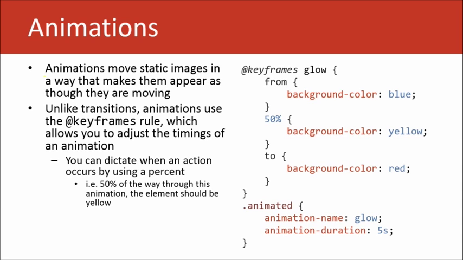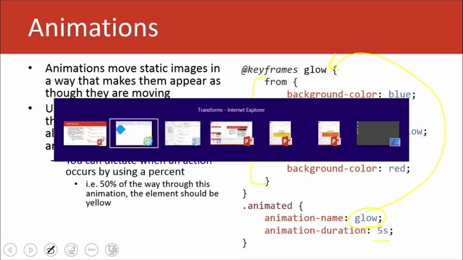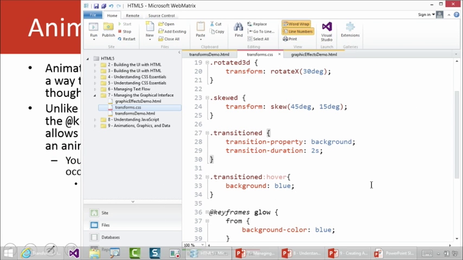And so what this one's going to do is move from a blue background into a yellow highlight 50% of the way there, and then we're going to transition to red to finish out. And so our animation name here is glow, which has to be the same as the selector name, which is preceded by the keyframes rule. Okay, and this is what I was mentioning earlier and couldn't quite recall for whatever reason. But then notice that my animation duration is 5 seconds. So let's go ahead and see this in action here real quickly.